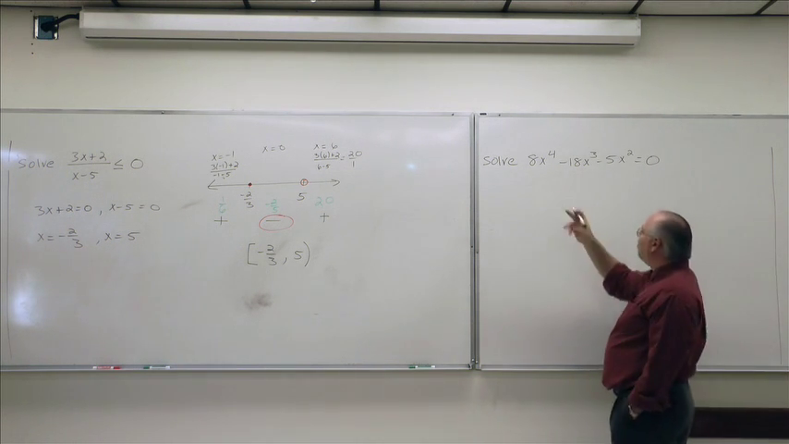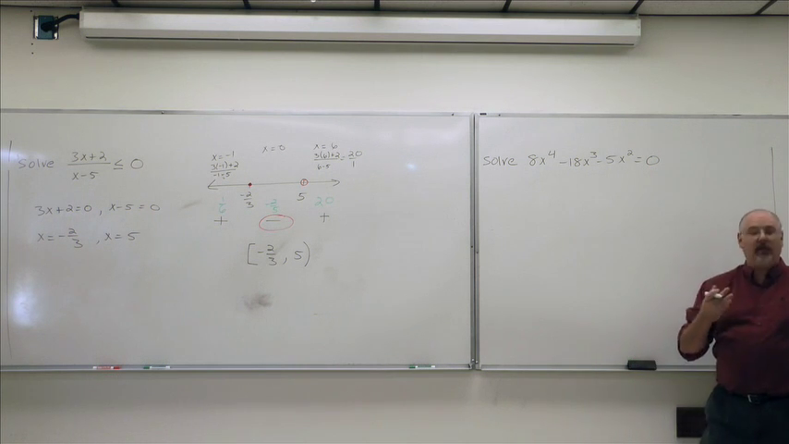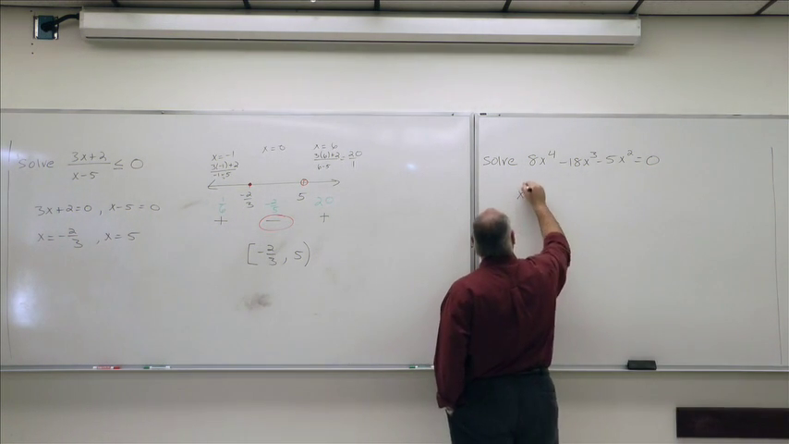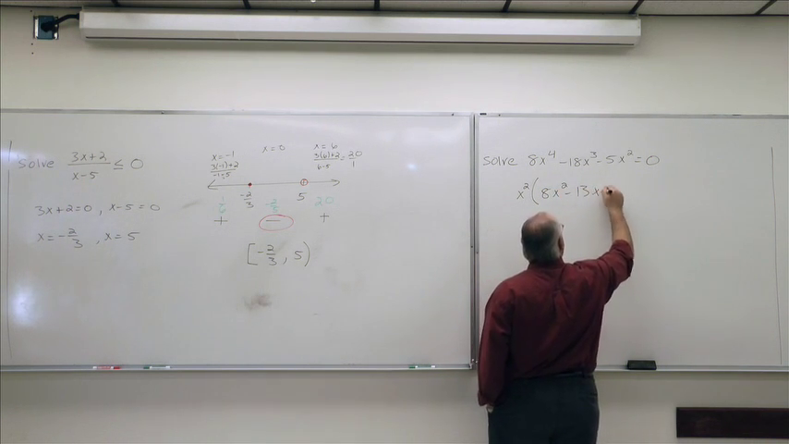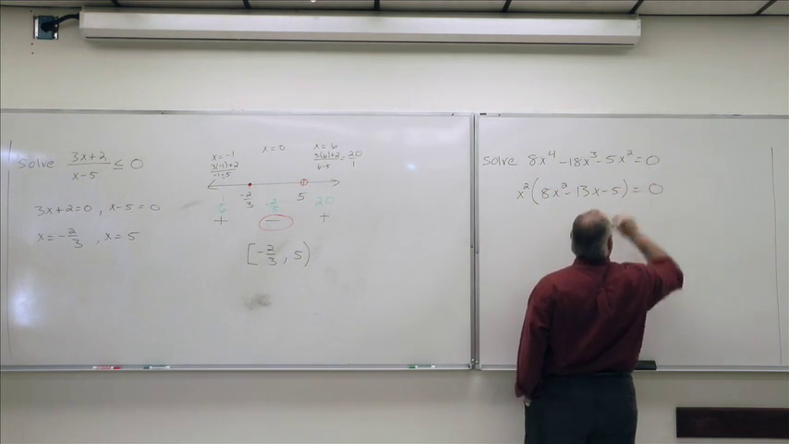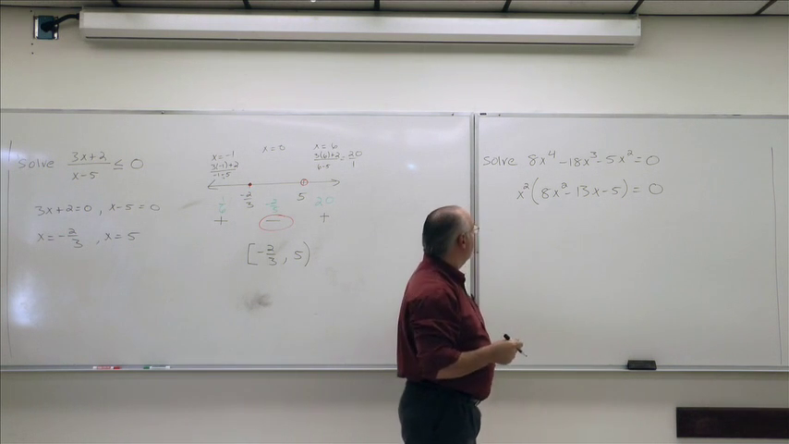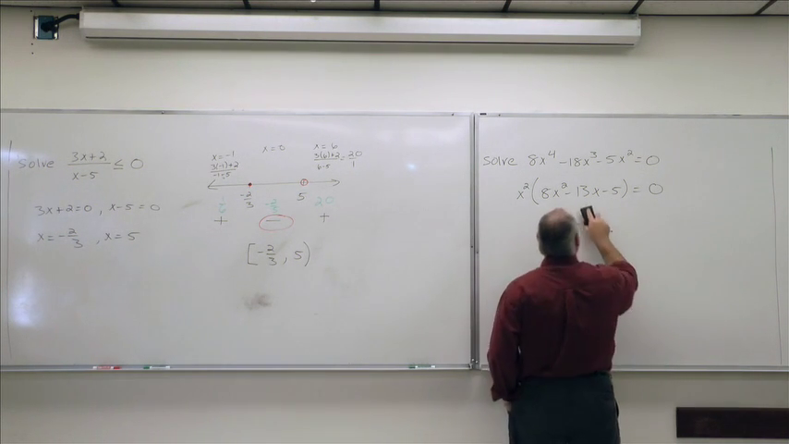So looking at that, what's the greatest common factor? It's going to be x squared. So you take out the x squared, you're left with 8x^2 - 13x - 5 = 0. What's 18? Or 18, thank you.